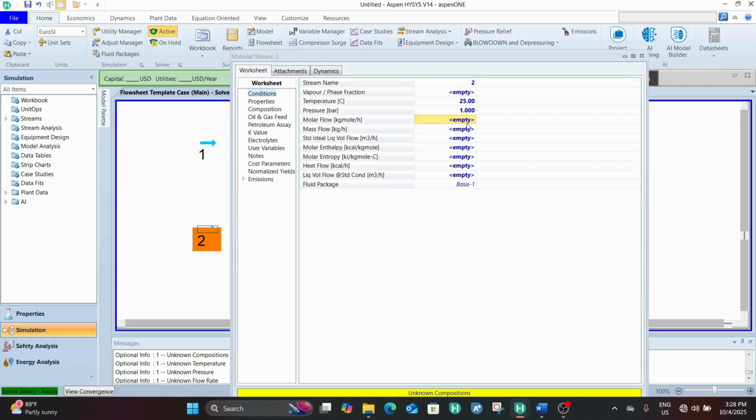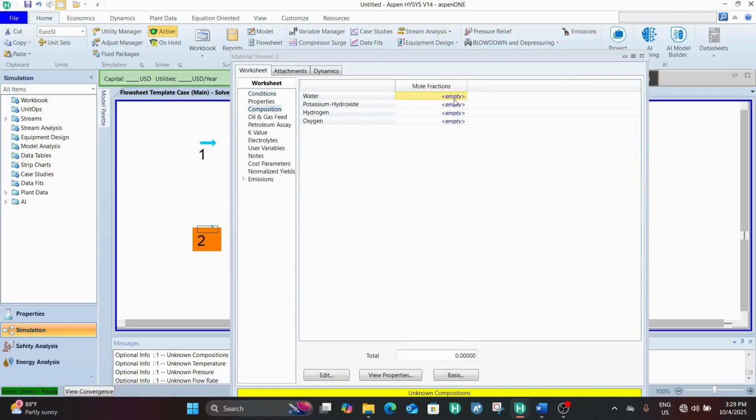Remember, the flow rate for our water is 5,000 kilograms per hour in mass flow. So working with between 20 to 30% for our potassium hydroxide, we could work with something like 1,500. That's decent for our mass flow. 1,500 kilograms per hour, and you just need to specify this as 100% potassium hydroxide.